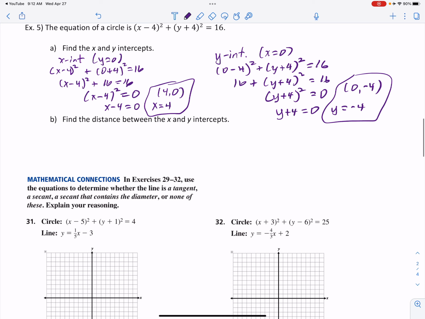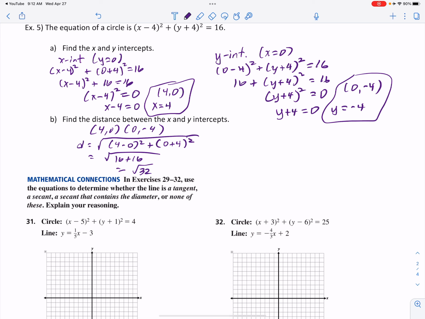Then it says find the distance between the x and y-intercepts. Well, you need to use the ordered pairs on that. And again, the distance formula. It is the square root of change in x squared plus change in y squared, and we get 16 plus 16, which is the square root of 32, which is 4 root 2, and that is the distance between the x and y intercepts.